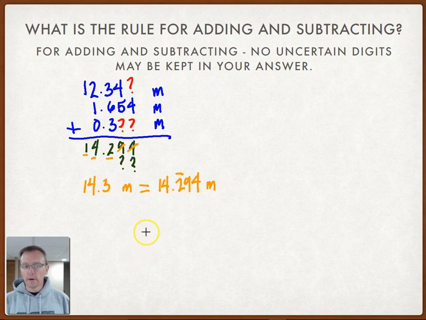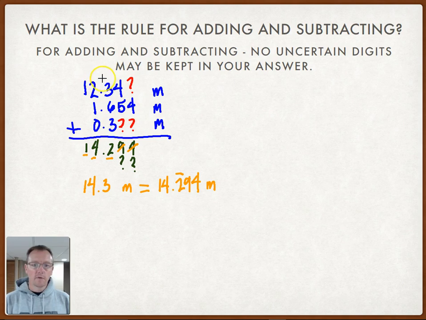So what's the rule here? Well, the rule is very simple. You eliminate any places that have any uncertainty in your problem. So here are my inputs. I have uncertainty in the thousandths place, and I have uncertainty in the hundredths place. So I have to get rid of those.